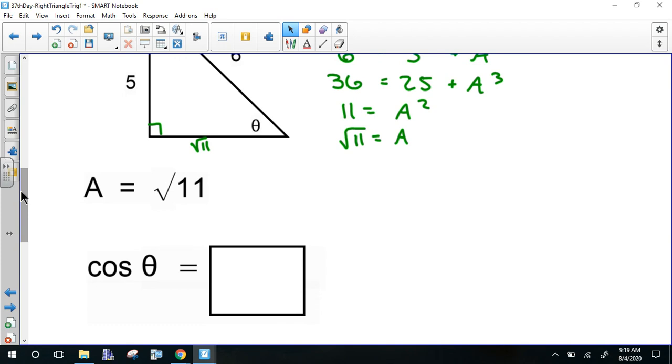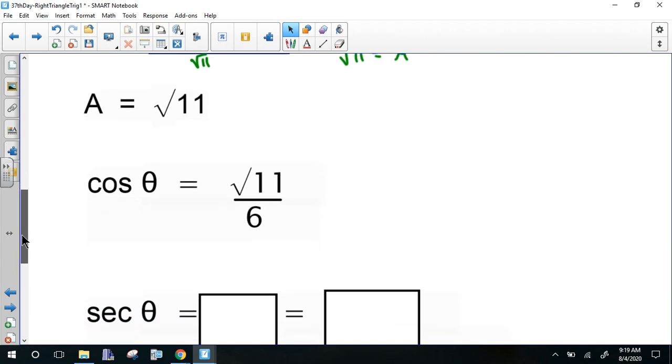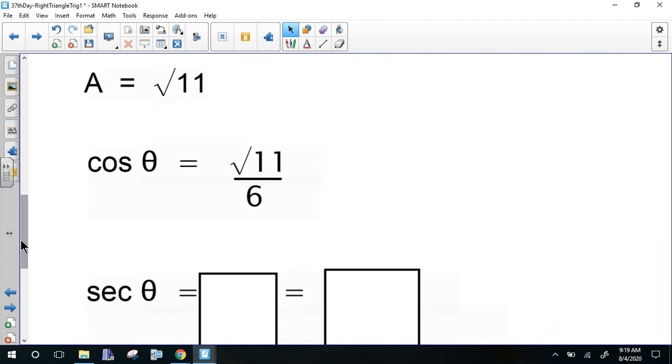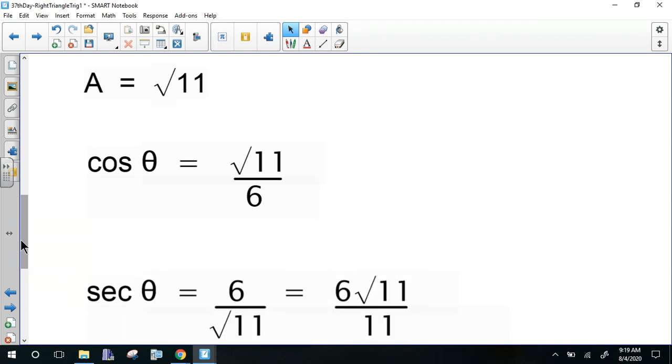So to get cosine, I would do adjacent divided by hypotenuse. That's square root of 11 divided by 6. To get the reciprocal of cosine, I flip it and multiply by the conjugate, and I'll get 6 root 11 over 11.